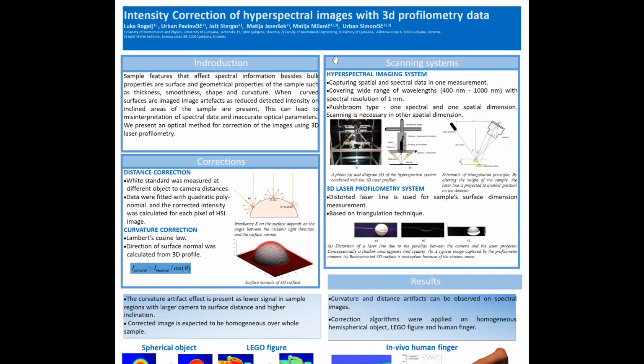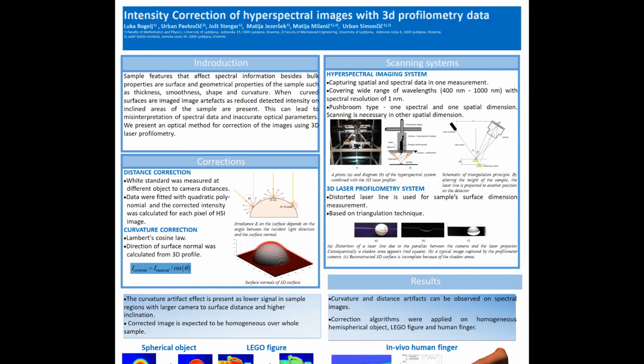Today I will present a poster with the title Intensity Correction of Hyperspectral Images with Three-Dimensional Profilometry Data. Firstly, I would like to emphasize that when imaging samples with hyperspectral imaging, there are also other things besides bulk properties that can affect spectral information. Among them, there are thickness, smoothness, shape, and curvature of the sample. So, when we are imaging curved surfaces, some artifacts appear on inclined areas, which can significantly affect the spectral data and contribute to inaccurate optical parameters.